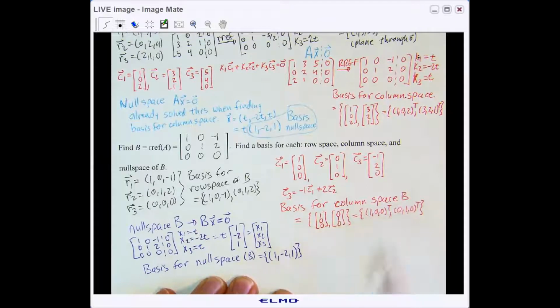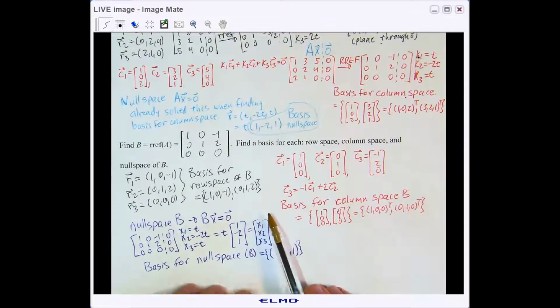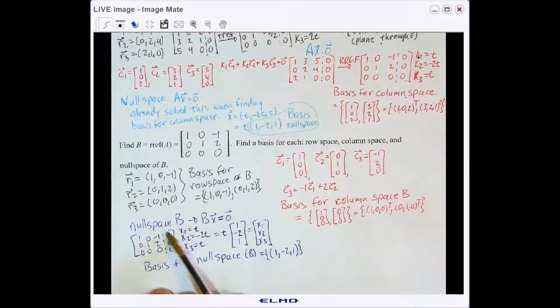And finally, the null space of B is what B sends to the null vector, or the 0 vector. And if we check out this system here, well, we've already played with it. It's already in reduced row echelon form. So the null space would be the vector 1, negative 2, 1.